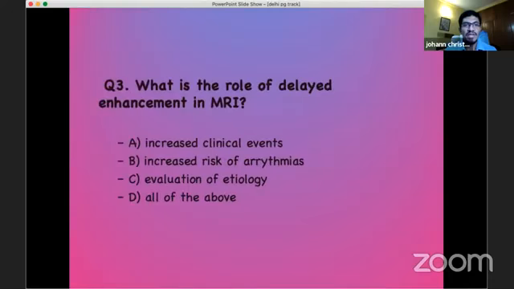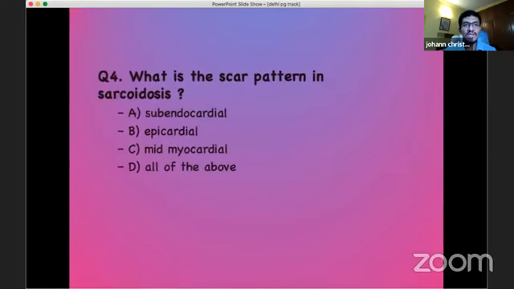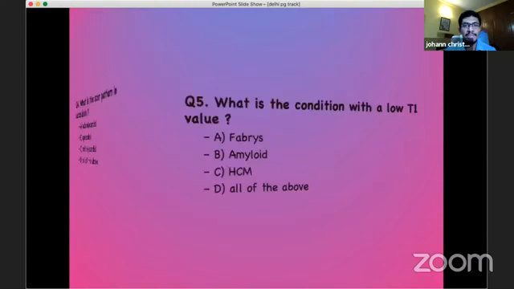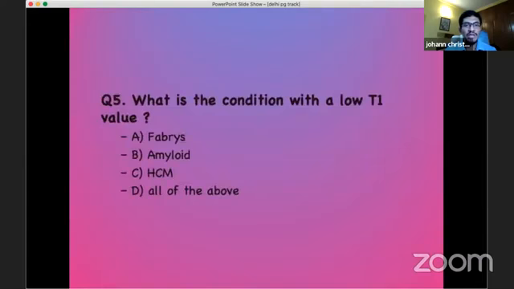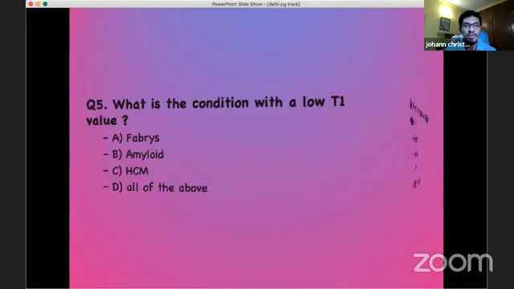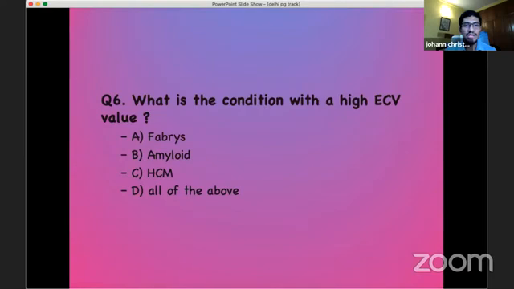What is the role of delayed enhancement on MRI? Is it to look at increased clinical events? Does it portend increased risk of arrhythmias? Does it look at evaluation of etiology, or all of the above? What is the scar pattern in sarcoidosis? Is it subendocardial, epicardial, mid-myocardial, or all of the above? What is the condition with a low T1 value? Is it Fabry's disease, amyloid, hypertrophic cardiomyopathy, or all of the above? And number 6 is, what is the condition with a high ECV value?